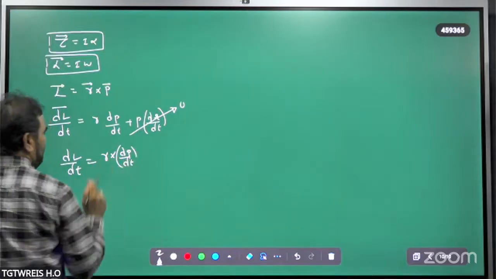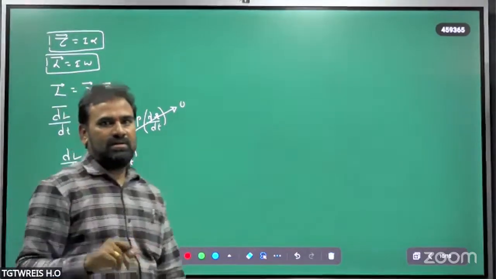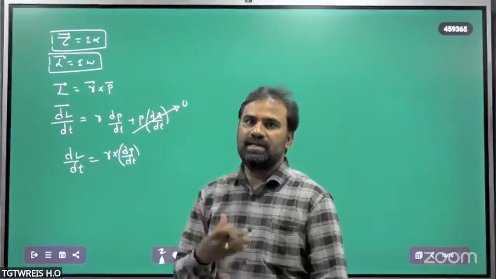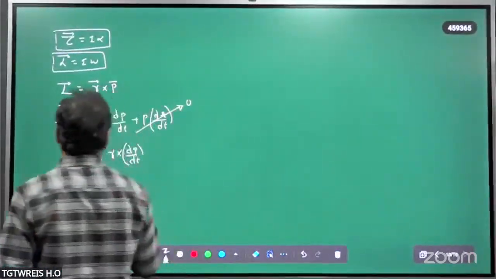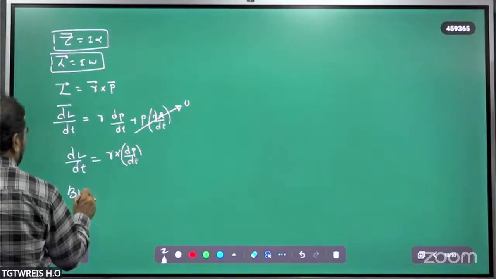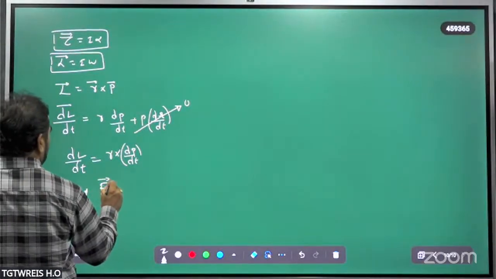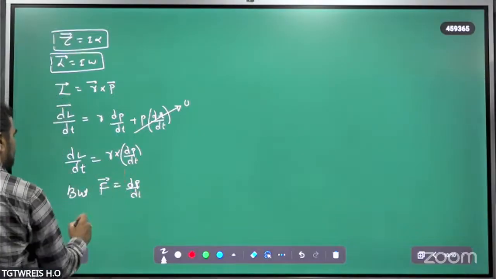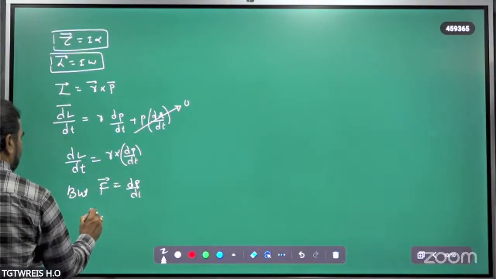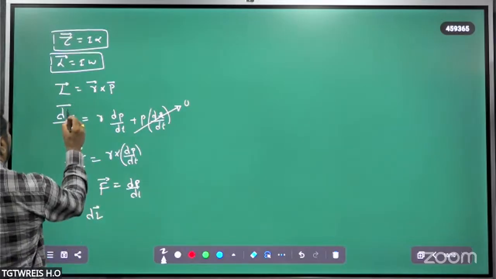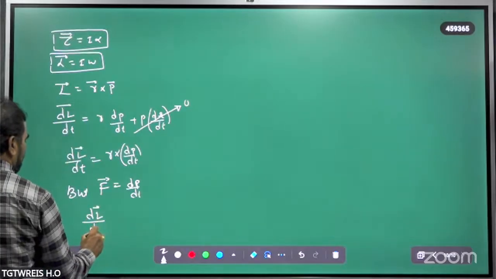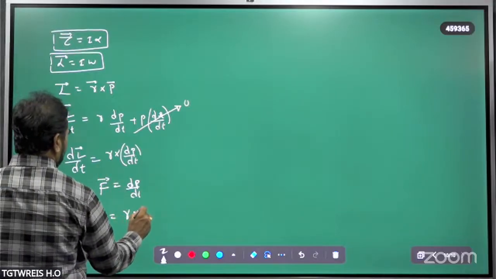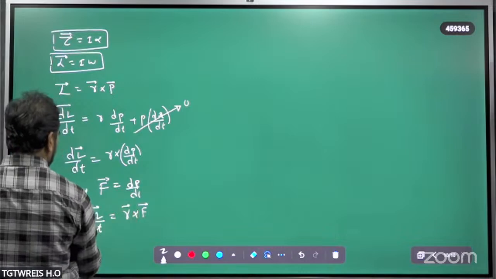According to Newton's second law of motion, the rate of change of momentum of a body is equal to the external force acting on it. So F is equal to dp upon dt. Substitute this value in the above equation. Angular momentum is a vector quantity. Therefore dL upon dt is equal to r cross F. r cross F, right?